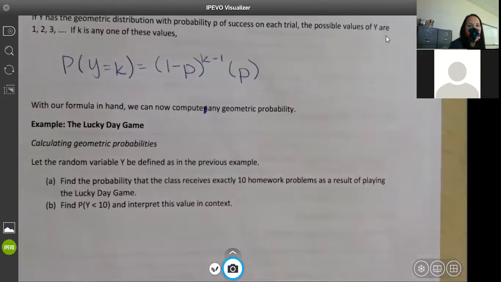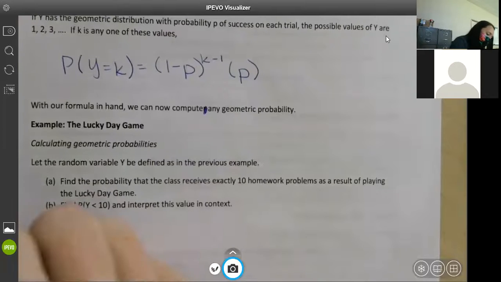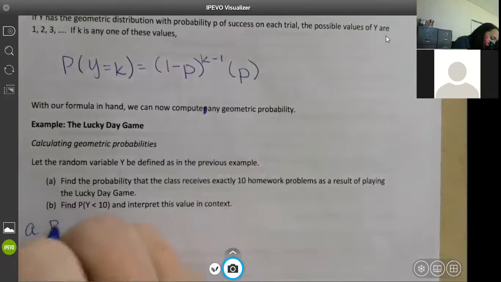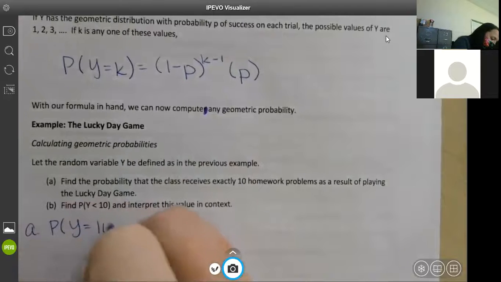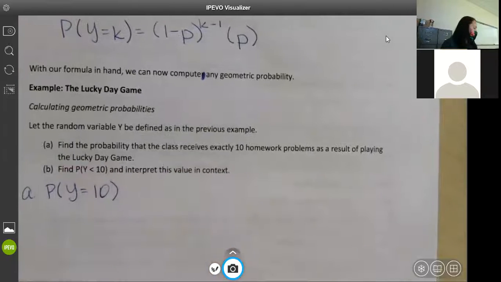So let the random variable Y be defined as in the previous example. Find the probability that the class receives exactly 10 homework problems as a result of playing the Lucky Day game. And then part B says find the probability that Y is less than 10 and interpret this value in context. So for A, we want the probability that Y is exactly 10.